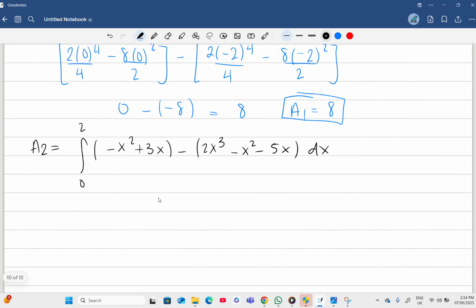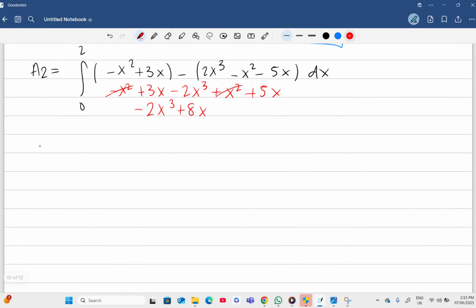Okay, now we're going to solve normally. Let us simplify our equation. So we said let's simplify this. We're going to get negative x squared plus 3x. We're going to distribute the negative: minus 2x cubed plus x squared plus 5x. Now I know that my negative x squared and positive x squared will cancel. I'm going to end up with negative 2x cubed plus 8x. Okay, so let me write my new integration.